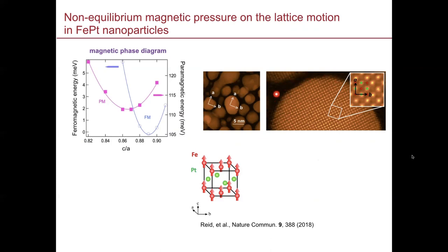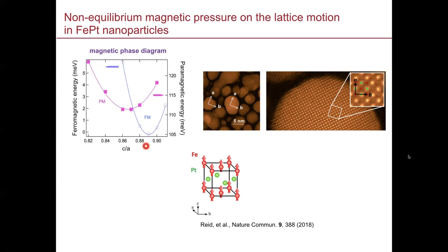So the black stuff is amorphous carbon that acts as a glue between the two. So very good materials are available. So we thought, let's look at these materials and see what happens if we drive a system with a very strong spin-orbit coupling into a non-equilibrium state. Do we find evidence for magnetic pressure?